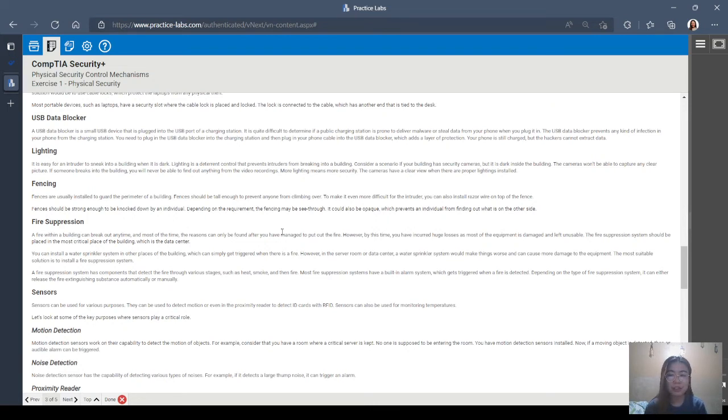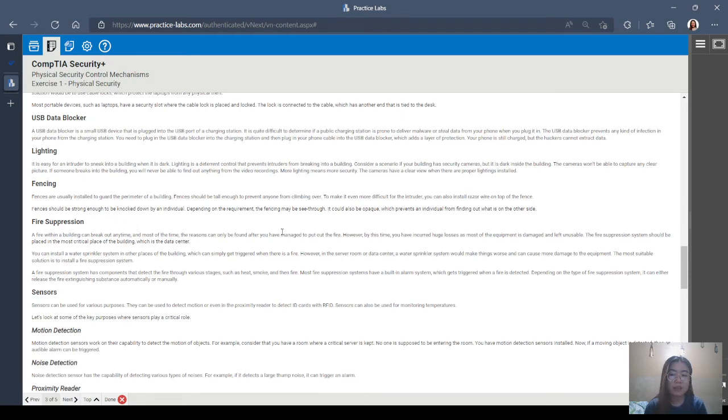Fire suppression. A fire within a building can break out anytime, and most of the time the reason can only be found after you have managed to put out the fire. However, by this time you have incurred huge losses as most of the equipment is damaged and left unusable. The fire suppression system should be placed in the most critical place of the building, which is the data center.